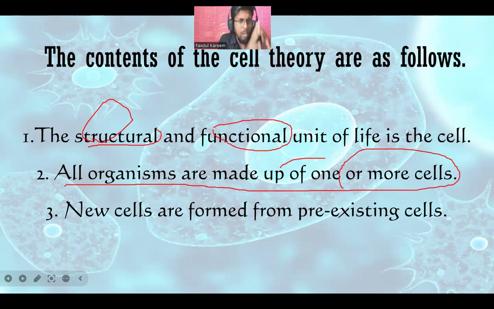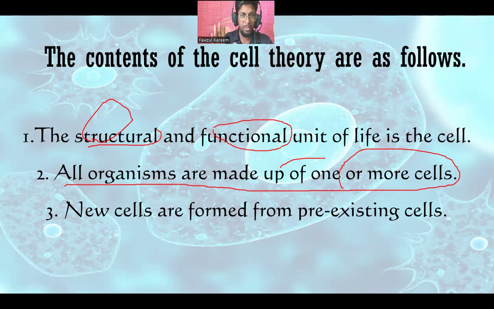So all organisms are made up of one cell or more. What is the example? Bacteria, amoeba, and paramecium are examples of unicellular organisms, made up of only one cell. If it's a human, dog, lion, cat, or pig, those organisms are multicellular organisms made up of many cells. Right? I think the second concept was clear, right?